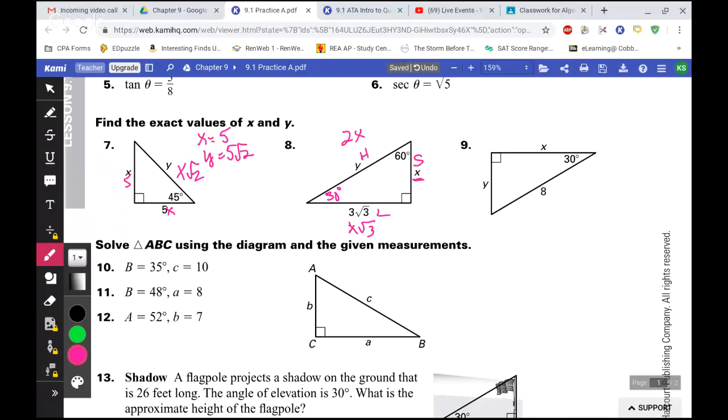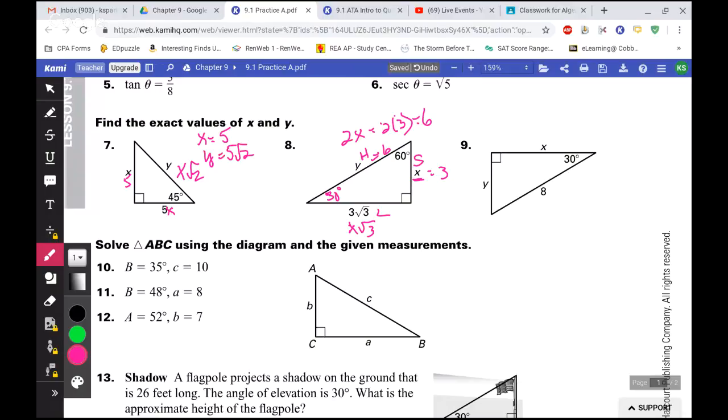So if X times root 3 is 3 times root 3, then we know X is going to be 3, and the hypotenuse is going to be 2 times 3, or 6 for this particular one. So Y equals 6. X equals 3 for number 8.